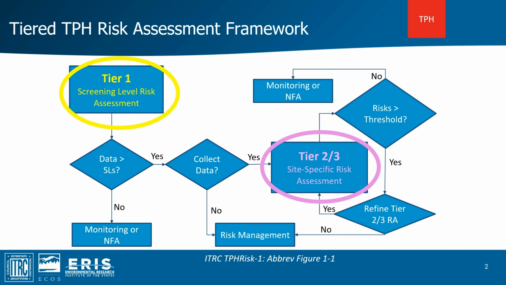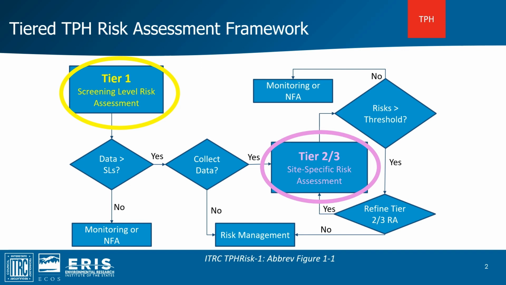As shown circled in pink, the Tier 2, Tier 3 site-specific risk assessment can be a cyclical process, whereby the data, exposure, and toxicity inputs can be refined to make them more site-specific in hopes of calculating risks that are less than the target threshold, which is typically identified as the cancer risk or non-cancer hazard index.